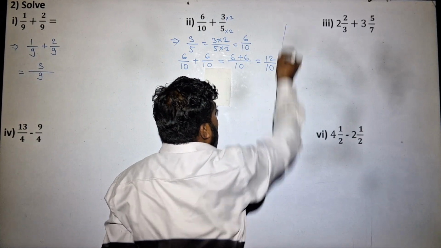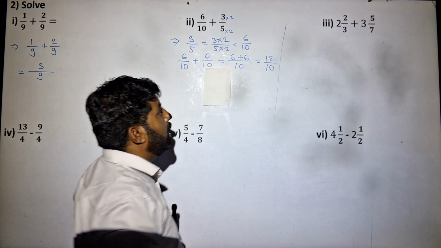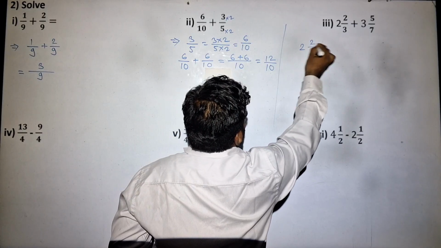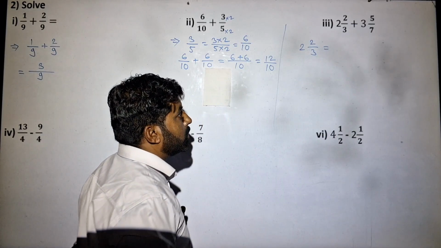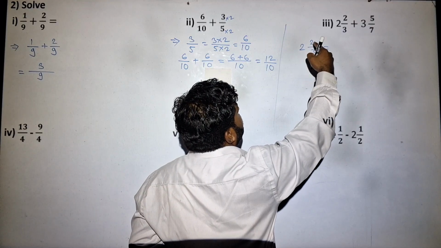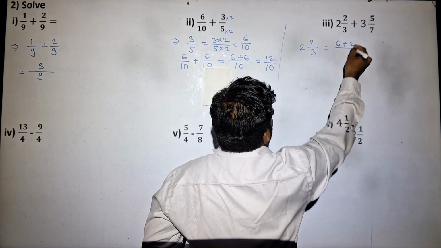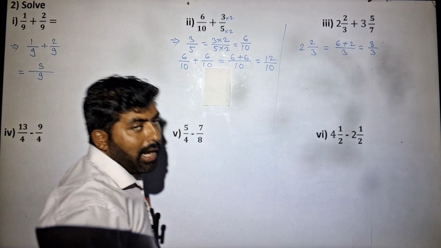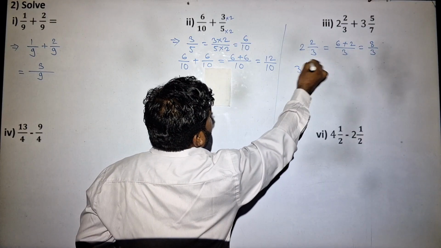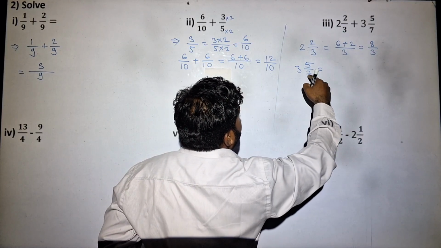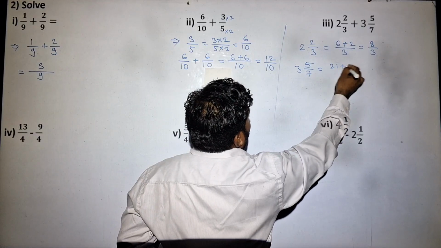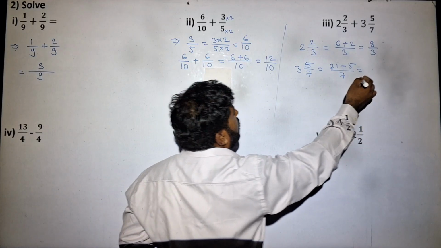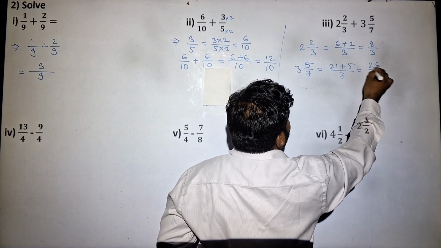Here we are given mixed fractions, 2 and 2 by 3 and 3 and 5 by 7. How to solve this? 2 and 2 by 3: 3 twos are 6, 6 plus 2 is 8, so 8 by 3. 3 and 5 by 7: 7 threes are 21, 21 plus 5 is 26, so 26 by 7.